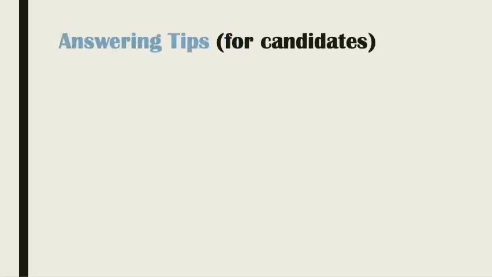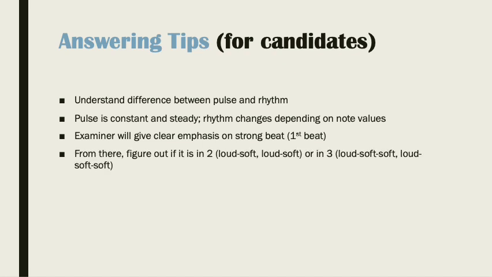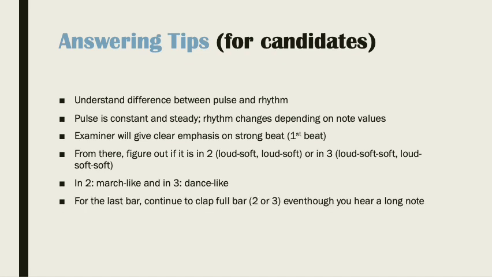And here are some answering tips for candidates. Firstly, we have to understand the difference between pulse and rhythm. Pulse is constant and steady, whereas rhythm changes depending on the note values. The examiner will give a clear emphasis on the strong beat, which is the first beat. And from there, we have to figure out if it is in 2, 1, 2, 1, 2, or in 3, 1, 2, 3, 1, 2, 3. In 2, it's more march-like, and in 3, it sounds more dance-like. For the last bar, continue to clap a full bar in 2 or 3 even though you hear a long note.